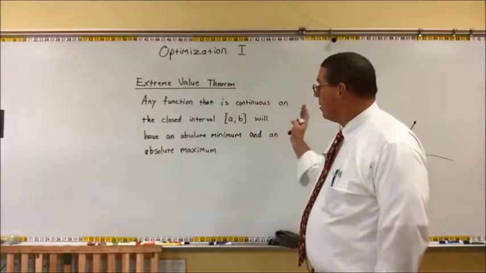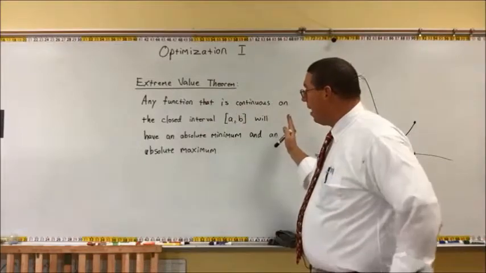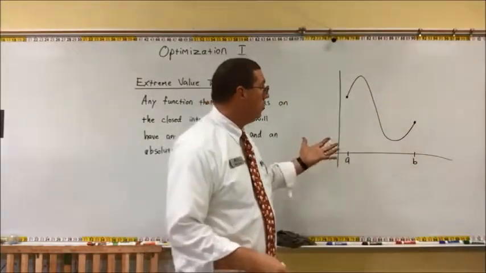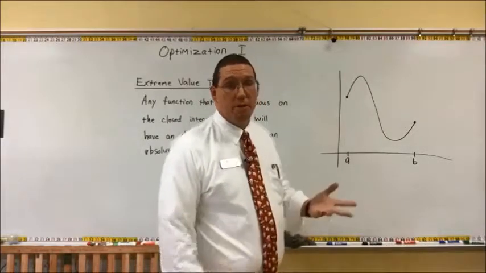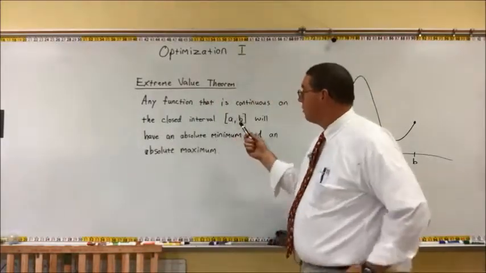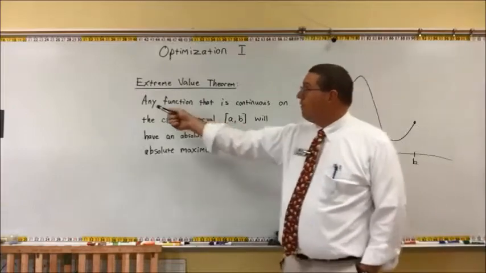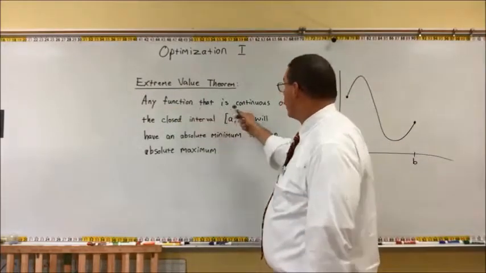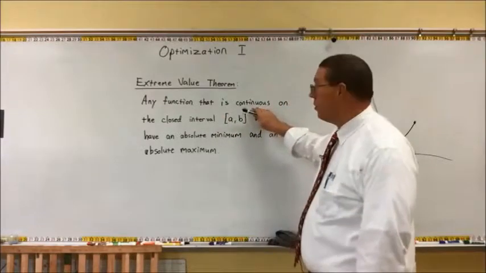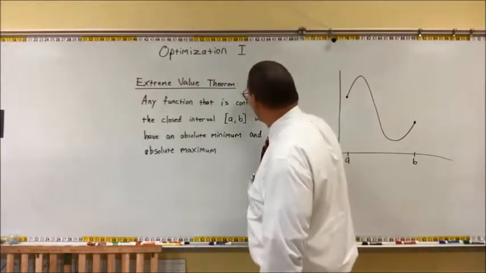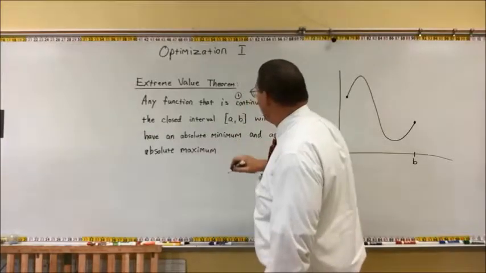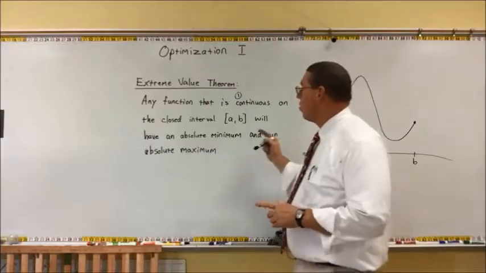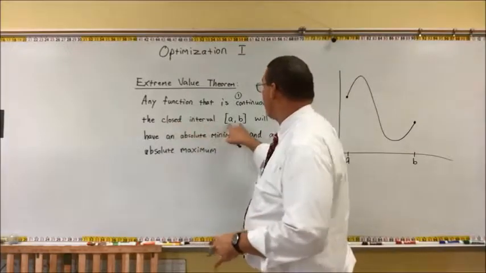Now, this is the extreme value theorem written out, but a lot of times it's easier to understand the extreme value theorem when you look at a graph. It's a little bit easier to understand. So let's read the extreme value theorem here. It says that any function, that means any function in the universe, okay? Any function that is continuous has to be continuous, so that is our first premise, is that the function is continuous. Any function that is continuous on the closed interval from a to b.